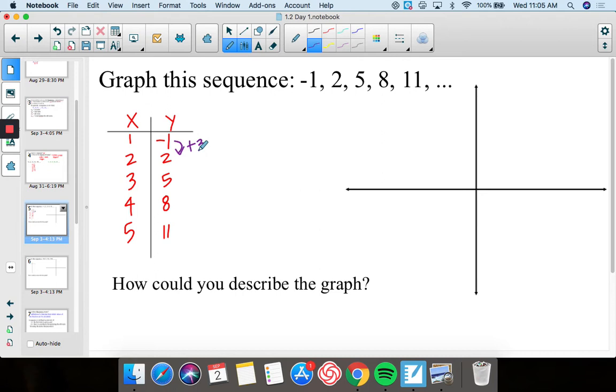Graphing this, just say 1, 1, 2, 2, 3, 5, say 4, 8, and 5, 11. Okay, pretend that that's straight.